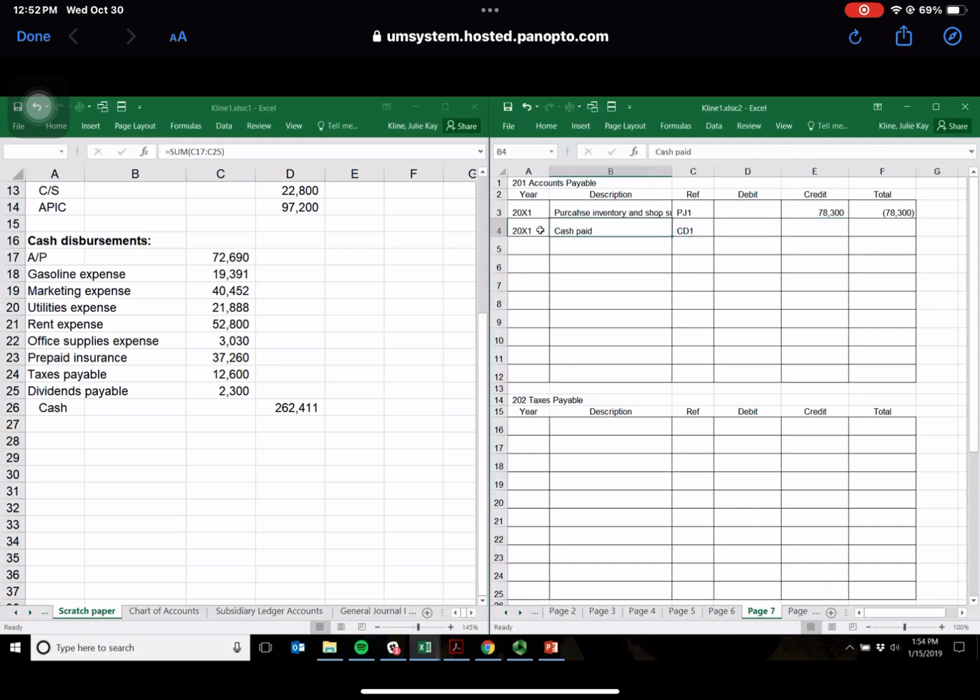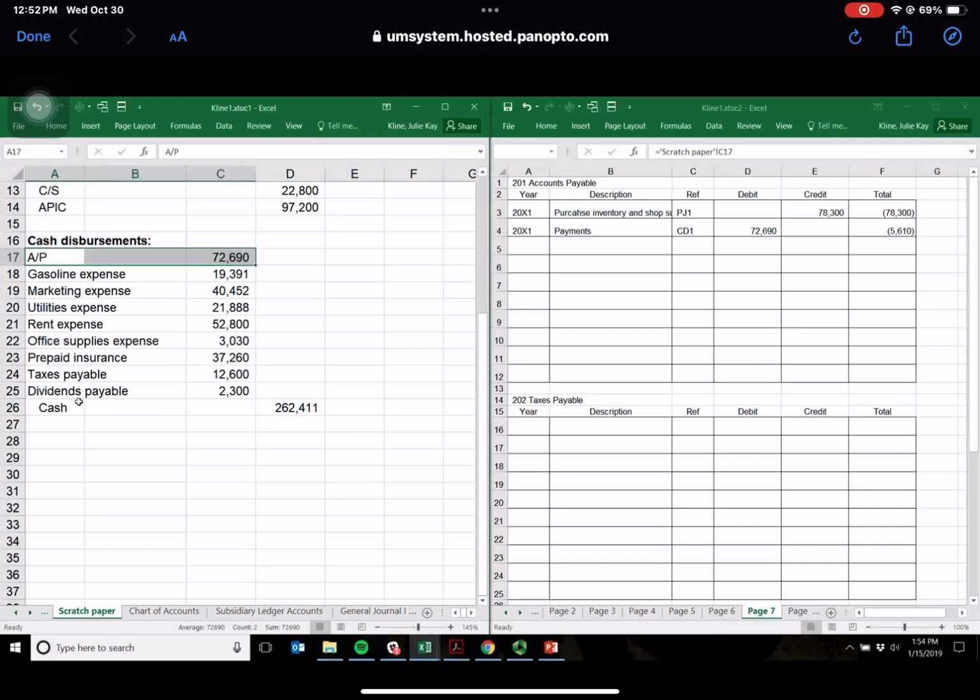Cash paid, or actually cash disbursed. Yeah, cash paid. I'll call it payments. A debit. So that means my ending balance... Now make sure your signs are right and what you want it to be. You need an ending credit in AP of the initial purchases less any payments. I'm going to stop right there.